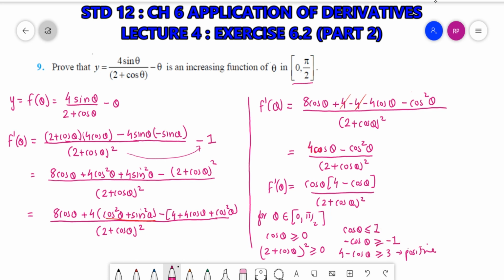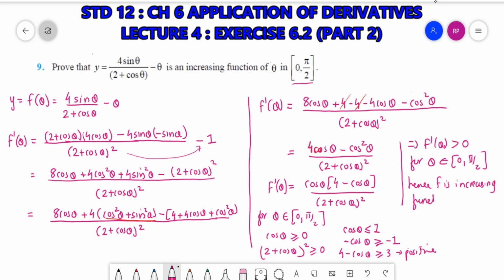See, 4 minus cos theta is positive, cos theta is positive, and 2 plus cos theta whole square is positive. So this implies that f dash theta is greater than 0 for theta belonging to 0 to pi by 2. Hence, f is an increasing function for theta in 0 to pi by 2.